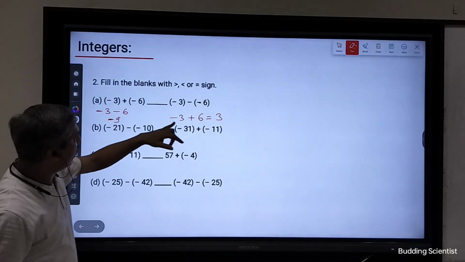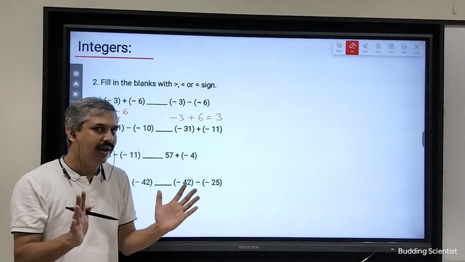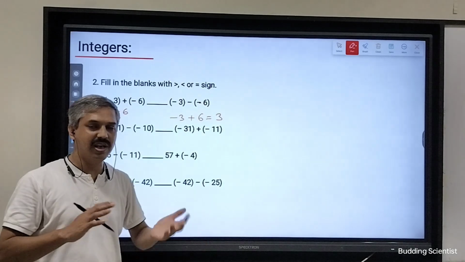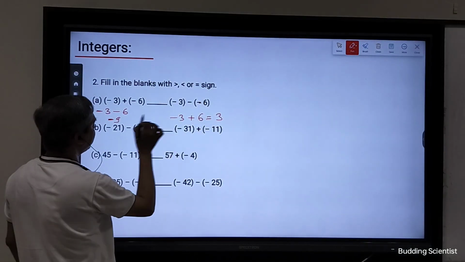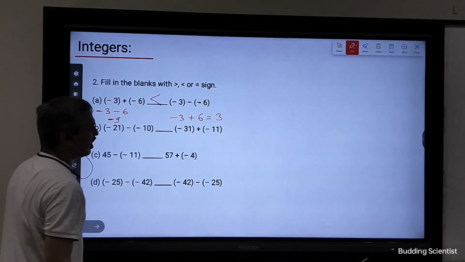Now, minus 9 and plus 3, are they the same? Is one greater or lesser? How do we know that? The simple logical answer in this case is that a positive number is greater than a negative number. So this will be the answer.